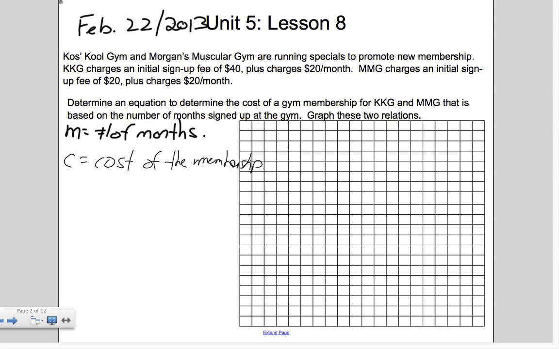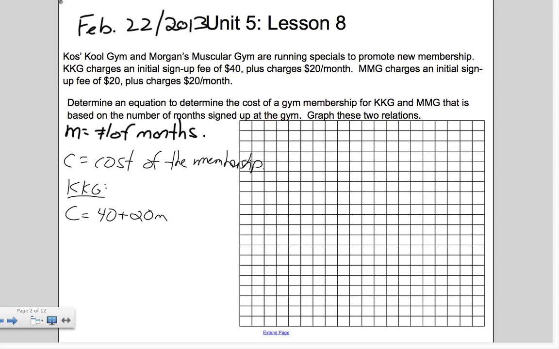Okay. Even without breaking this down, I saw a lot of you just coming up with, well, how much would it cost for this membership if I was there for 12 months? They just came up with some sort of equation. So for Causes Cool Gym, what kind of equation can we come up with to determine the cost based on the months? Andrea? C is equal to 40 plus 20M.